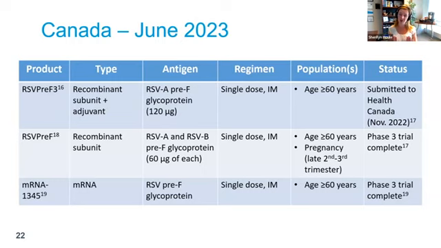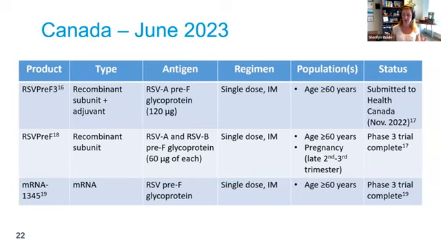All of them you'll see are currently being indicated as a single dose intramuscular injection. We can talk during the Q&A period about what it's looking like for long-term protection, whether we're going to have to do boosters and so on. As you'll see, they all are also targeting the older adult population, so the age over 60 years.